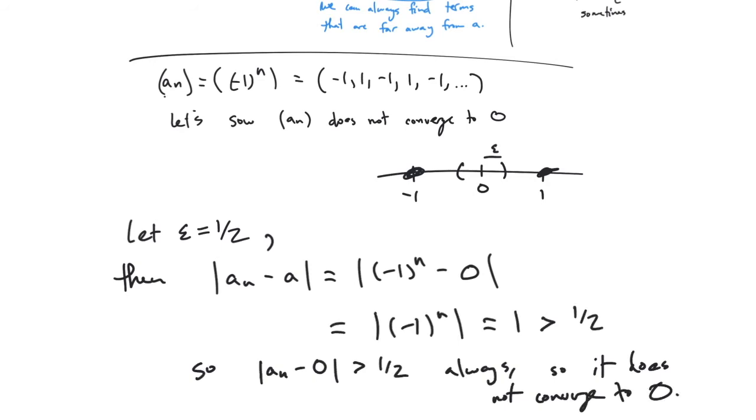Right? This is even stronger than we needed. You don't actually need it to be always greater than epsilon. You need to show that for any big N, there exist little n's bigger than the big N which are greater than epsilon. But in this case, it's easy enough. They're always greater than the epsilon. All right, so this is how you show something does not converge.